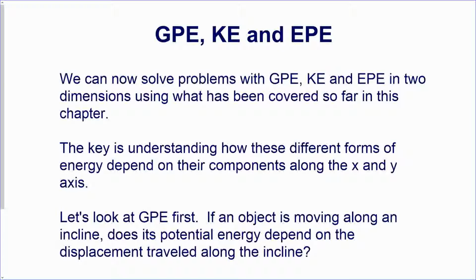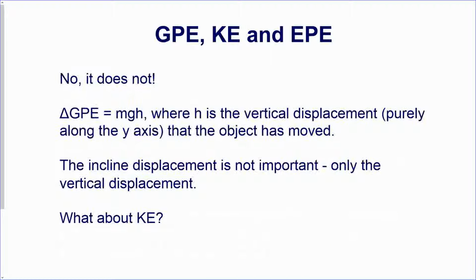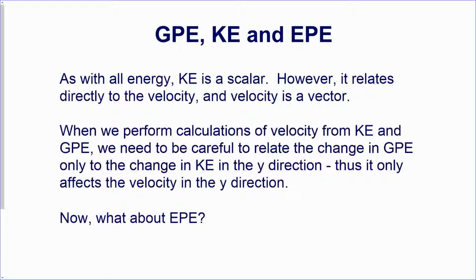First, we're going to look at gravitational potential energy. If an object is moving along an incline, does its potential energy depend on the displacement traveled along the incline? No. Remember, the gravitational potential energy only depends on the vertical displacement. The incline displacement is not important, only the vertical displacement. Now you may argue, well, wait a minute, I need to know the incline displacement in order to figure out the height of the incline, or how high the object moves. And that would be true. But the displacement itself is not needed. So what about kinetic energy?